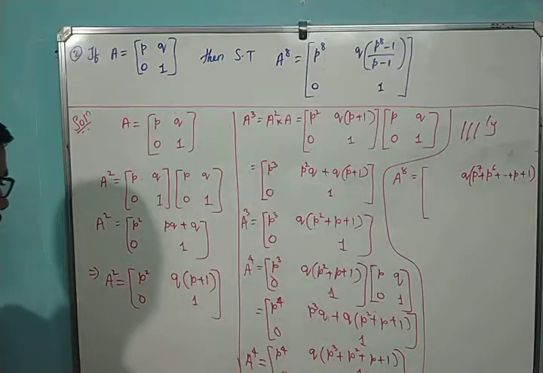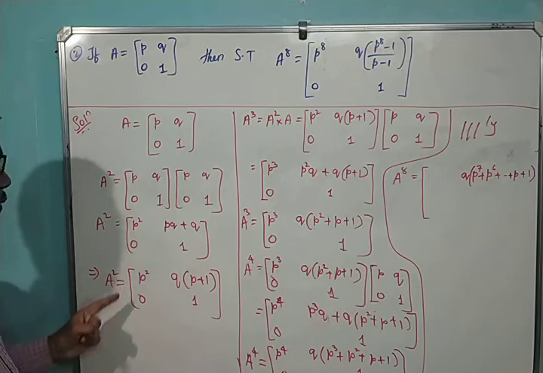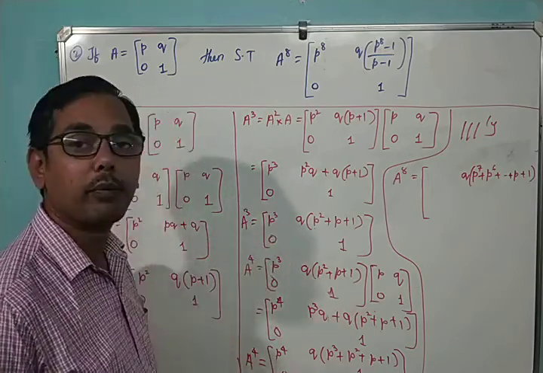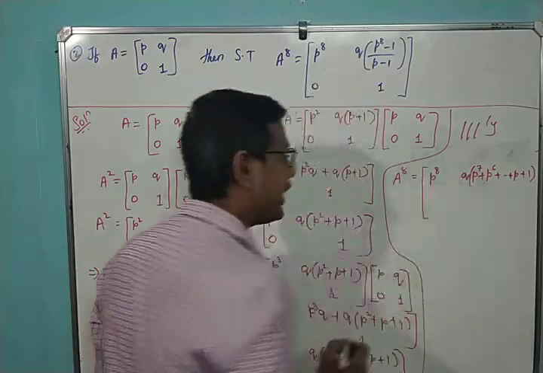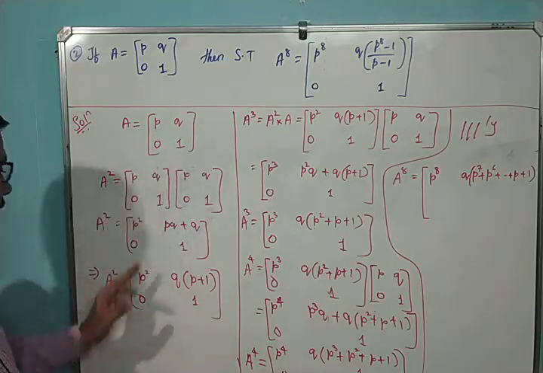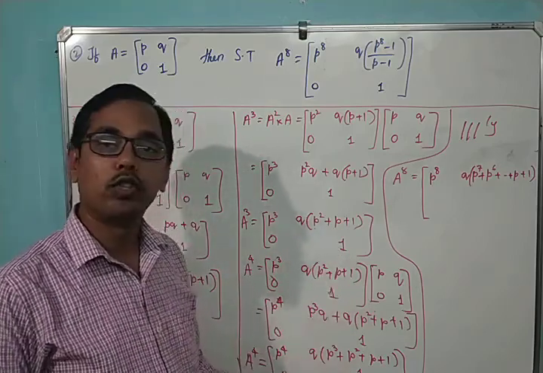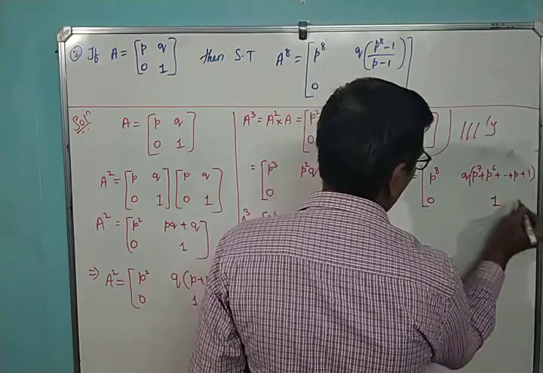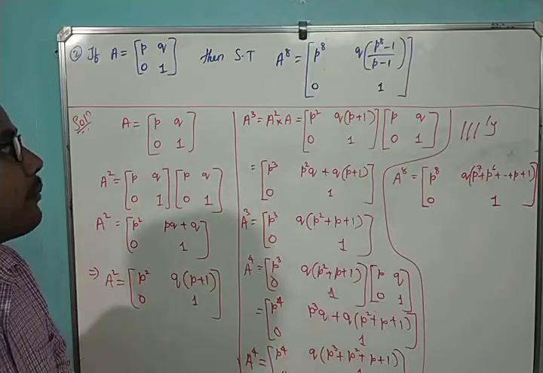Okay. Now what about other elements? See, here for A square it has become P square, for A cube it has become P cube, for A to the power 4 it has become P to the power 4. So for A to the power 8 it will become P to the power 8, and whatever is the other thing, here also we have 0, 1, for A square also 0, 1, for A cube also 0, 1, for A to the power 4 also 0, 1, so for A to the power 8 also it will be 0, 1, right? So this is our A to the power 8.